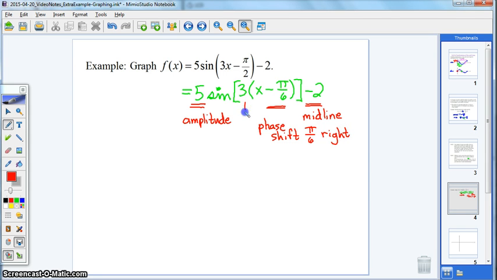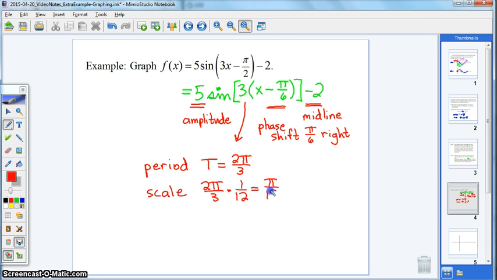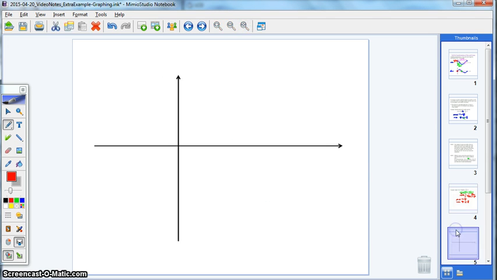And finally, I've got this coefficient right here, which is going to talk to me about the period and the scale. We already did this, so I'm just going to write this down in order to make the example complete. The period for this graph is 2 pi thirds, and the scale that we should use on our x-axis, 1/12 of that period, turns out to be pi 18ths. So let's begin with that and start setting up our axes.